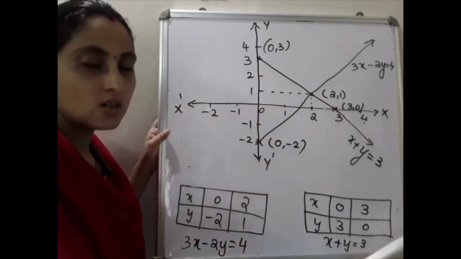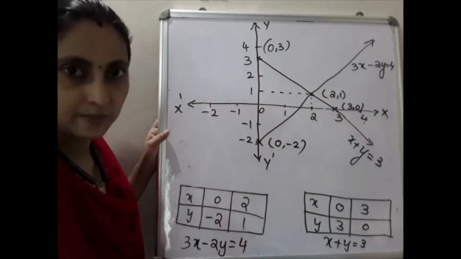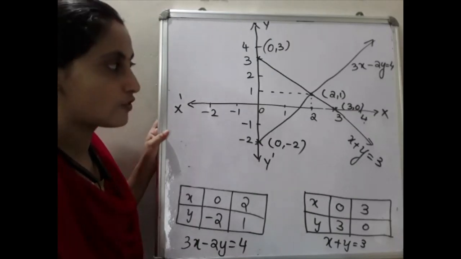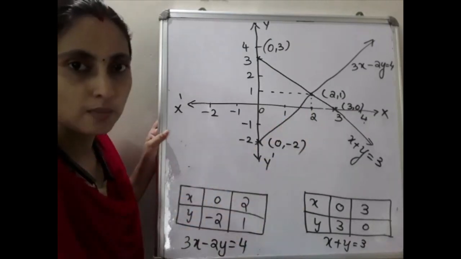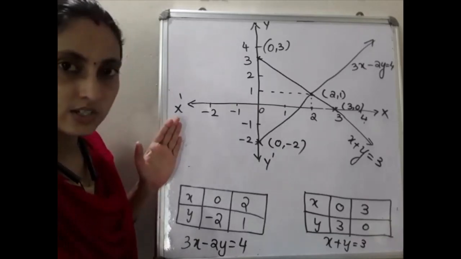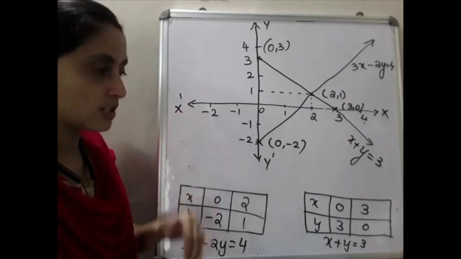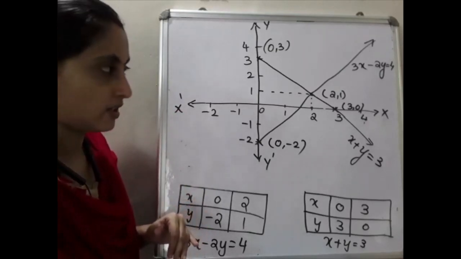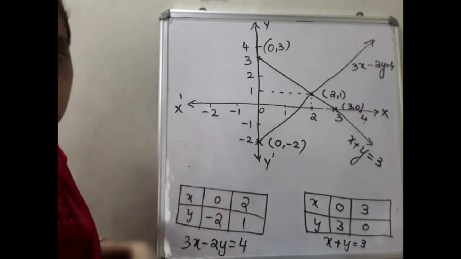That you have to write on the right side of your graph book. What is the answer? The intersection point of two lines is (2, 1). That you have to write. Hope you understood this question. Then one more type of question based on this, that is finding the area. That is also an important one. Okay, so please write down, do this.